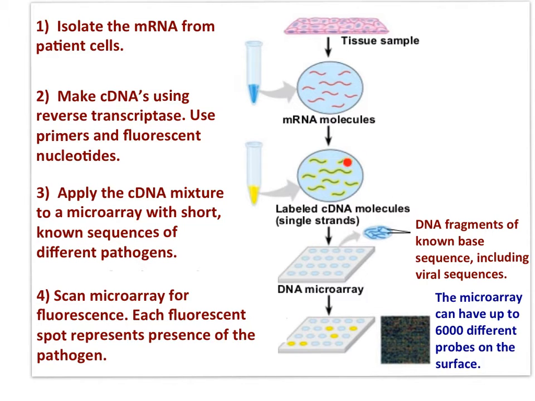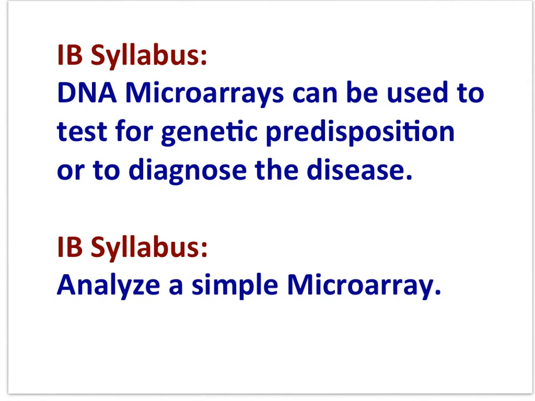We apply the copy DNA mixture to a microarray of short known sequences of different pathogens. Scan the microarray for fluorescence, and each fluorescent spot represents presence of a pathogen. Remember that the microarray has DNA fragments of known base sequences, including viral sequences that are all attached to a surface. Now remember, you need to be able to analyze a simple microarray.